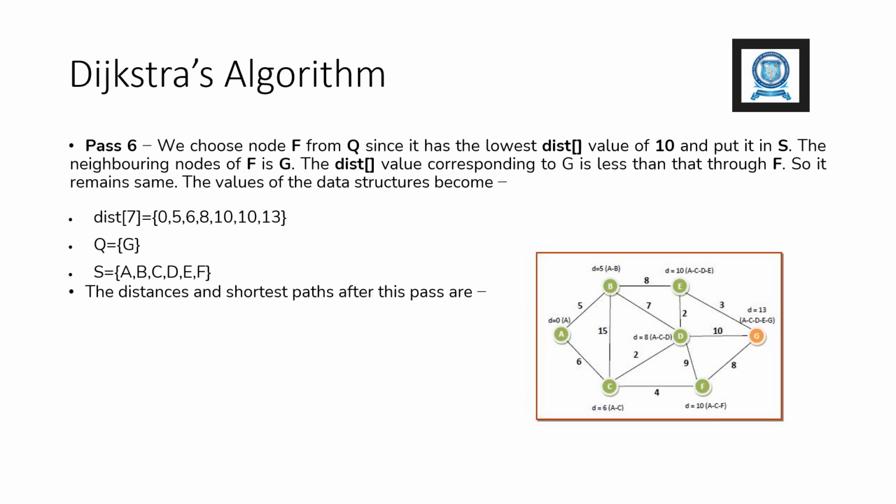In pass 6, we choose node F from Q since it has the lowest dist value of 10 and put it in S. The neighboring node of F is G. The dist value corresponding to G is less than that through F, so it remains the same. The values of the data structures become dist = 0, 5, 6, 8, 10, 10, 13. Q = G. S = A, B, C, D, E, F. The distances and shortest paths after this pass are shown in the figure.